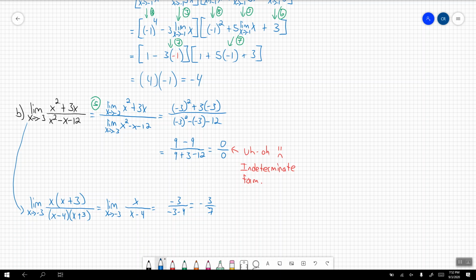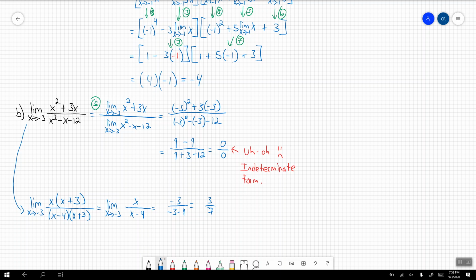Here's the moral of the story. The moral of the story is that I got this wrong. Wow, cheese and crackers. It's supposed to be positive. My apologies. It's positive because the numerator and denominator are both negative.